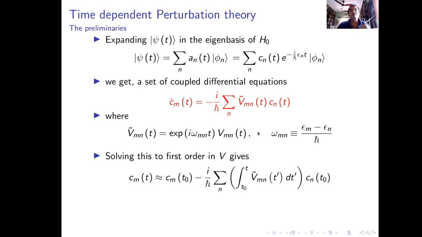Now, if you want to solve this, one of the easiest ways to do this would be to convert this into an integral equation. Of course, that's not a solution. It's just recasting the equation in the form Cm of t is Cm of t0 minus an integral which involves Cn of t prime here. However, because the Cn's are slowly varying in time, to first order in V, what we can do is replace the Cn of t primes by Cn of t0, their initial value. And if you do that, this is the form you get. This is the first order solution to the coefficients Cm of t.